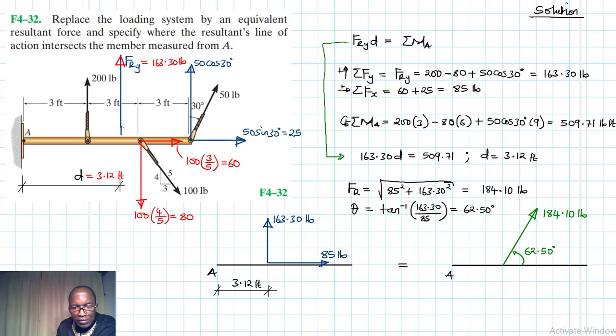And the value of D measured from A, we said, still remains the same, which is equal to 3.12 feet. This is about it, really. We have found the resultant which intersects the beam at 3.12 feet measured from A.